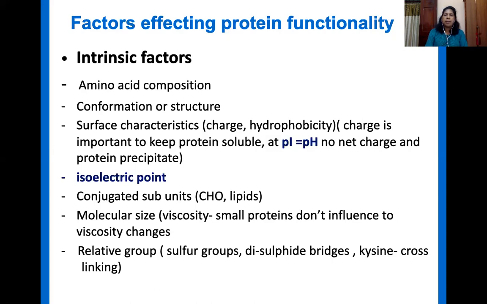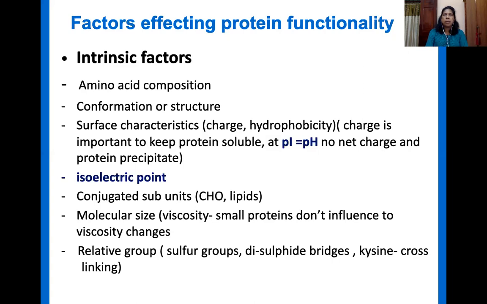Similarly, if the protein does not have a charge, then it is not a soluble one. The protein stays as it is, because only if the charge is there can it dissolve in the water. Therefore, when the pH equals the isoelectric point, pI, there is no net charge and the protein can precipitate. The other one is the conjugated subunit.